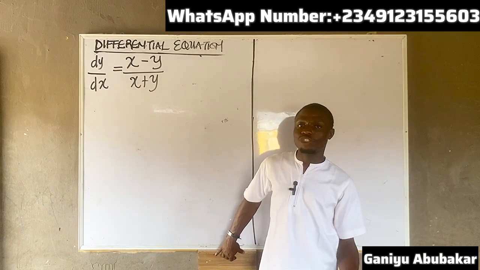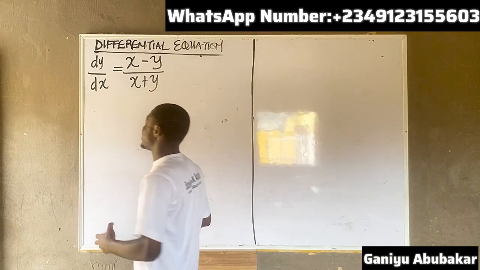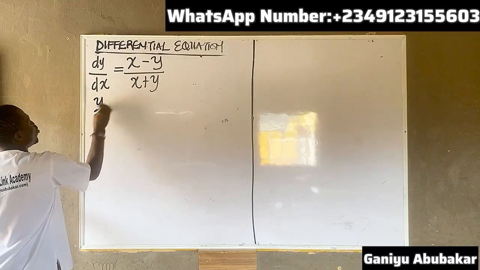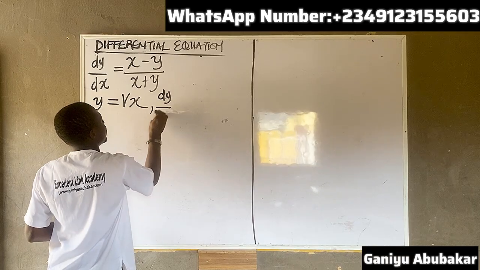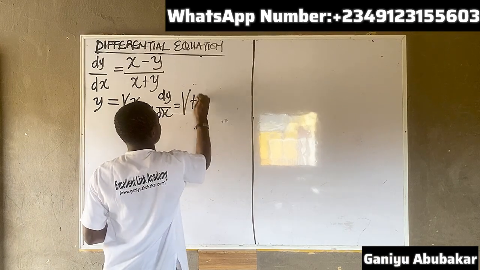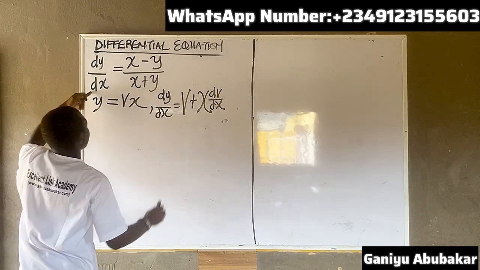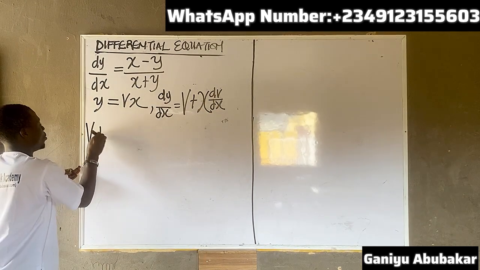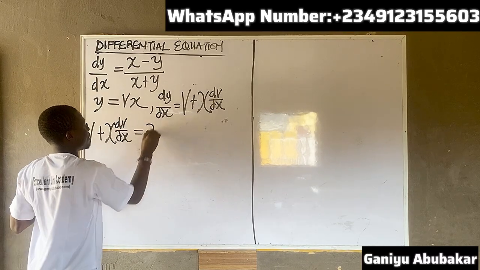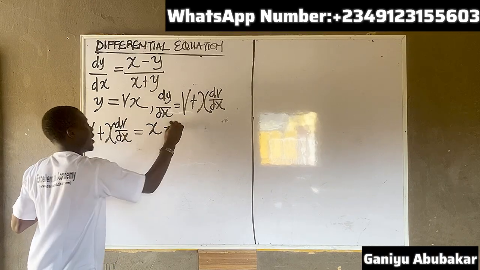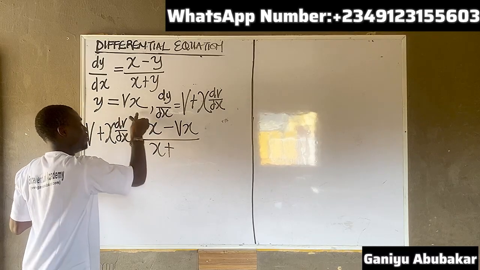First, I'll let y be vx, and I'll make dy over dx to be v plus x dv over dx. So we said let y equal vx, and also dy over dx is v plus x dv over dx. From here, this becomes v plus x dv over dx equals x minus y, which is vx, all over x plus y, which is vx.